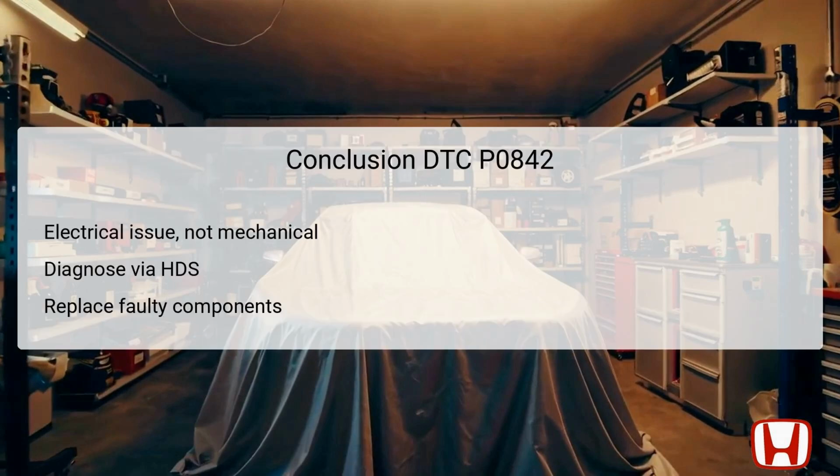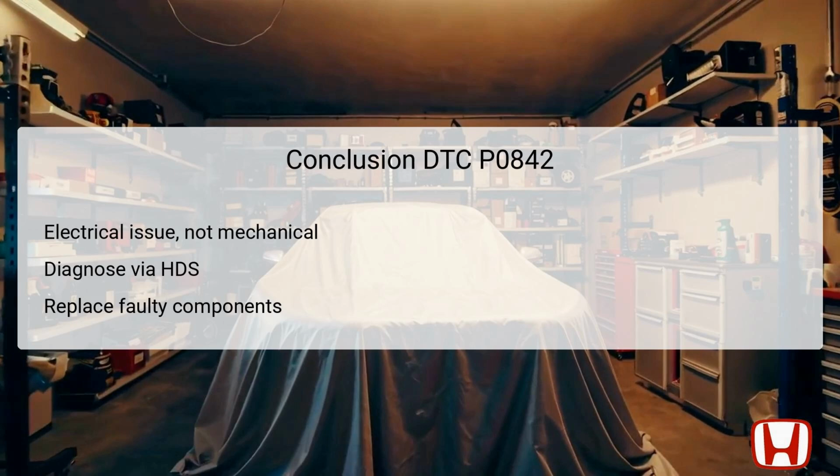In conclusion, DTC P0842 indicates a low circuit problem with the transmission fluid pressure switch A related to the second clutch mechanism of the Honda Accord. It is critical to recognize that this code points to an electrical issue rather than a mechanical one in the transmission. Proper diagnosis using the Honda Diagnostic System, HDS, is paramount, aiding in identifying specific parameters and verifying fail-safe responses. Replacement of faulty components, particularly the transmission fluid pressure switch, becomes essential if confirmed defective.